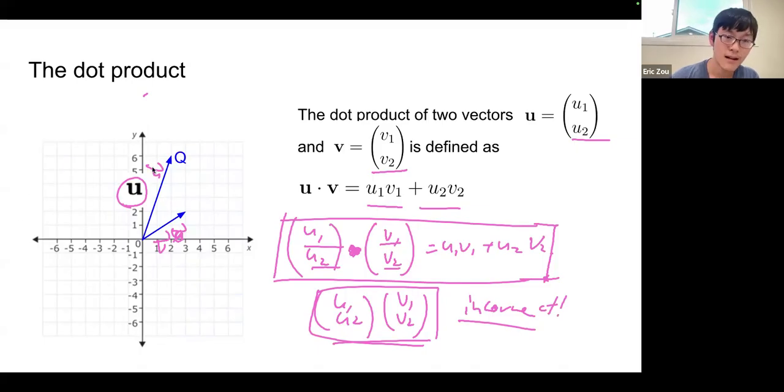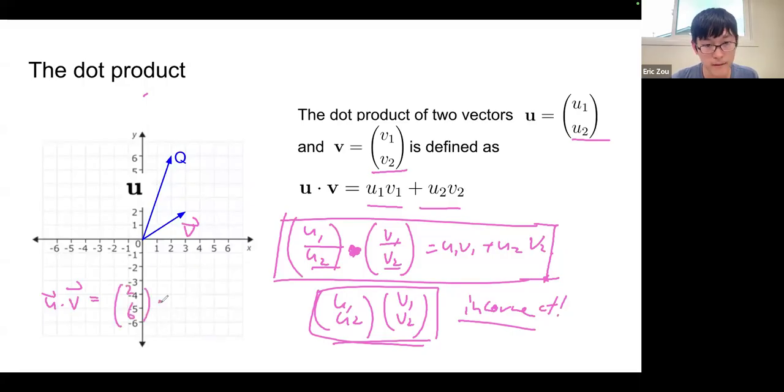All right. So let's say this is v, and I'll calculate u dot v. U is 2, 6. V is right 3, up 2. So according to the formula, this is 2 times 3 plus 6 times 2. This is 6 plus 12, so this is 18. Now we know that u dot v is 18.